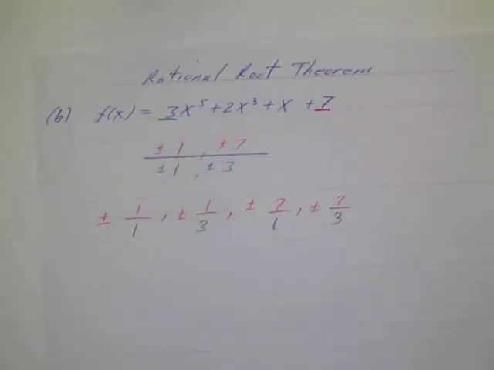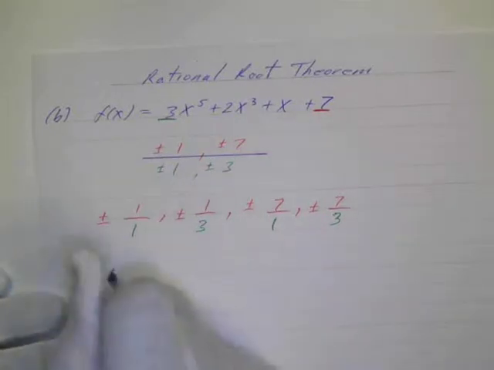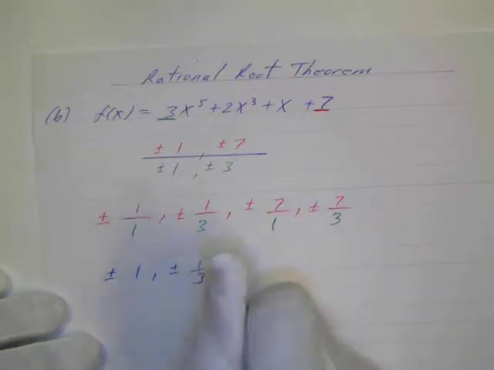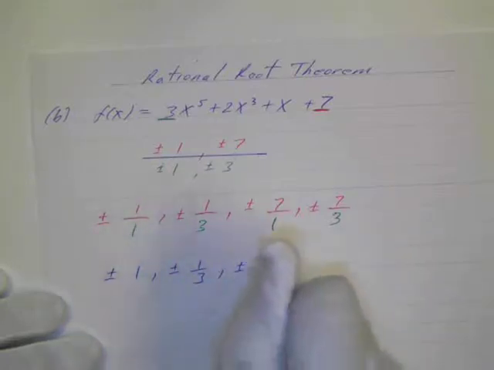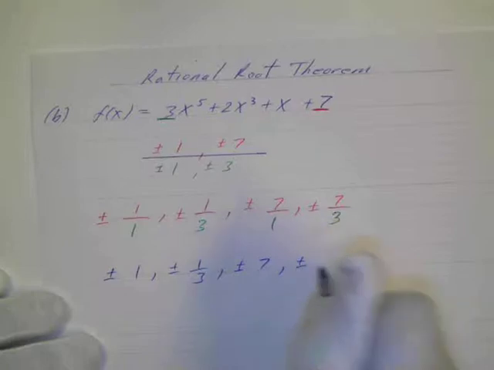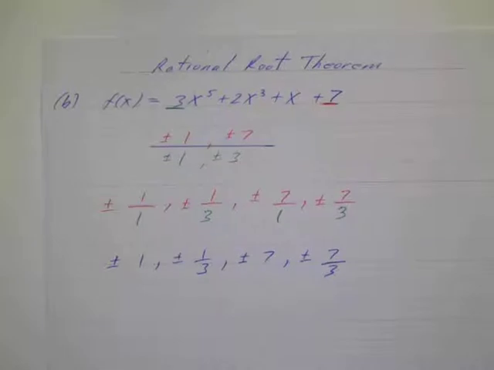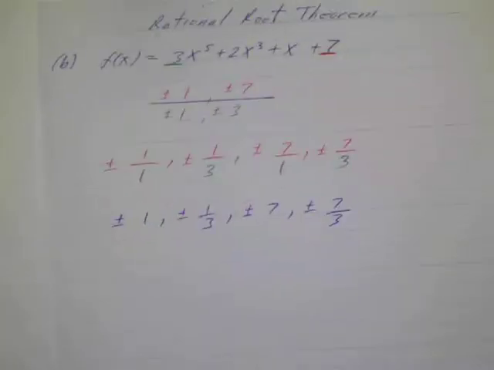And then we're going to simplify these, and this is going to be plus or minus 1, plus or minus 1/3. Remember, rationals are fractions. Plus or minus 7, and plus or minus 7 over 3. So those are all your possible rational roots. Okay, so it's just kind of a listing process. Okay, let's try another example.